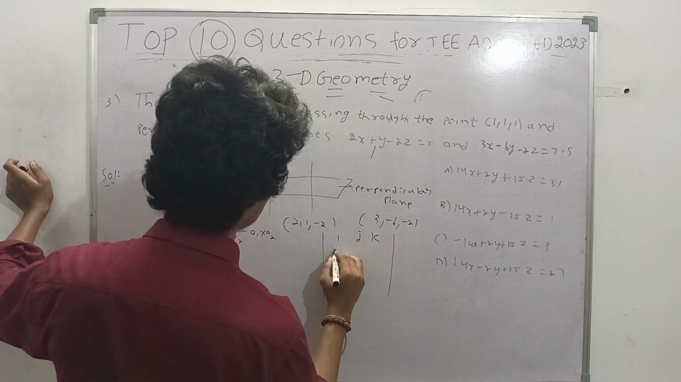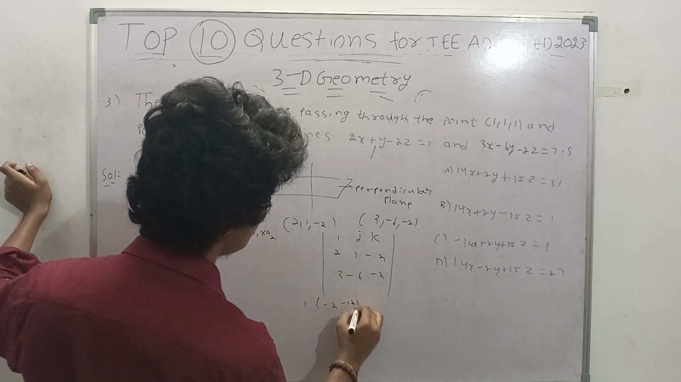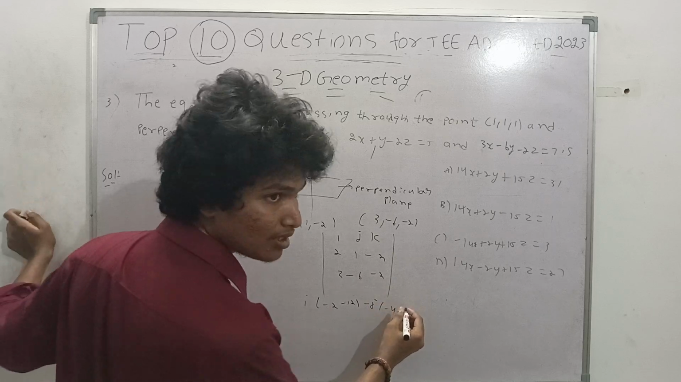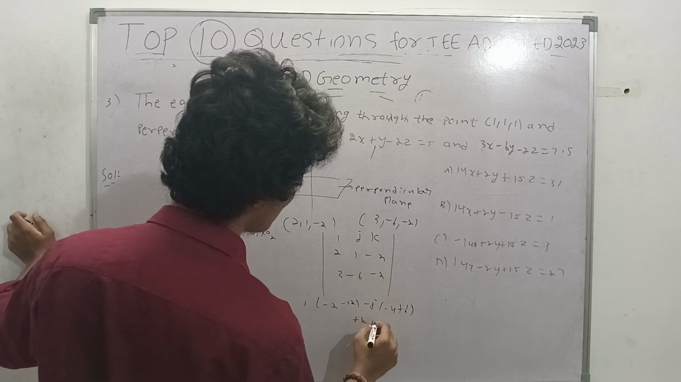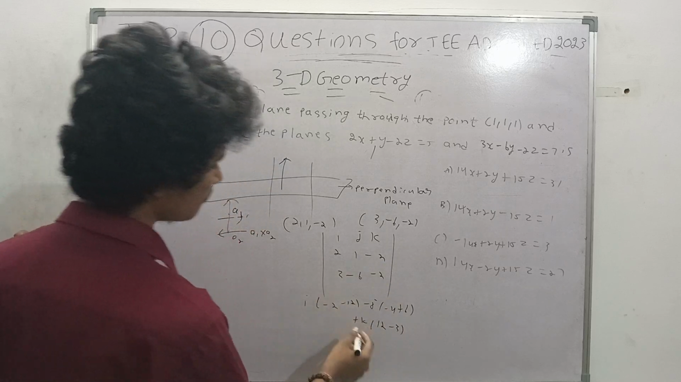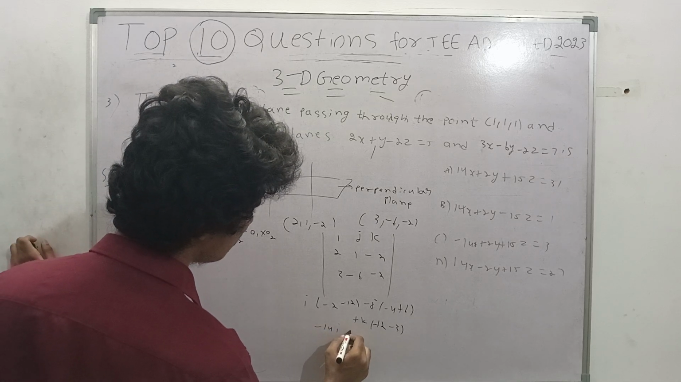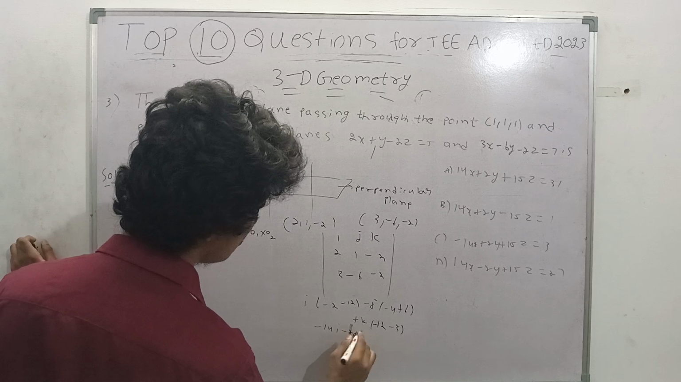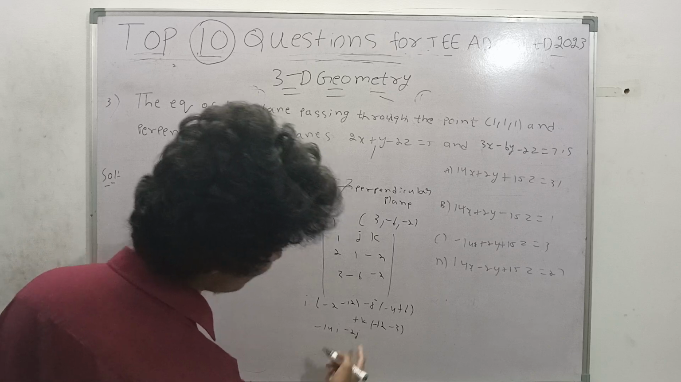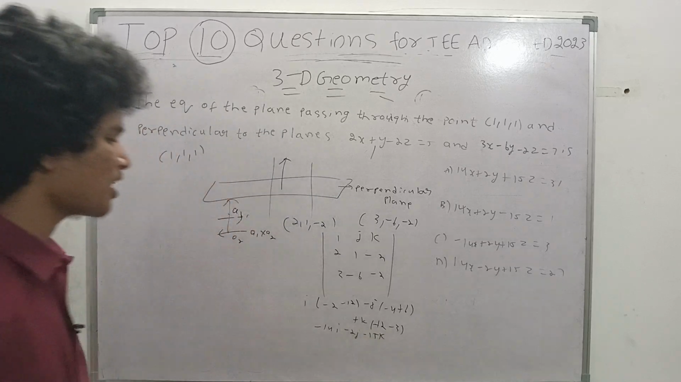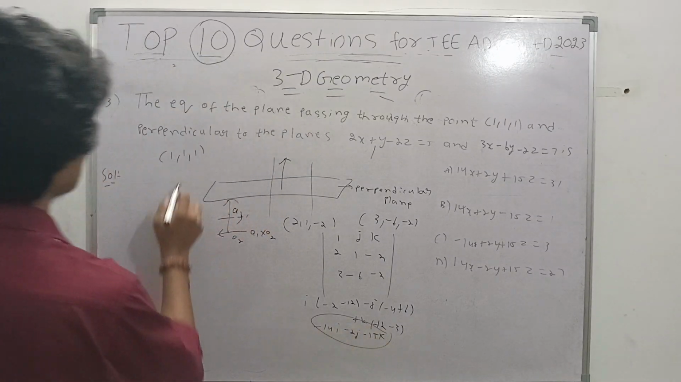That is i, j, k, 2, 1, minus 2, 3, minus 6, minus 2. So it will be i into minus 2 plus 12, it is minus 12... minus j into minus 4, and here it is minus 6, so plus 6, plus k into 12 minus 3, minus 12 minus 3. So what will it be? Minus 14i minus 2j minus 15k. You can observe carefully, minus 14i minus 2j minus 15k is the normal vector, and this is the passing point.